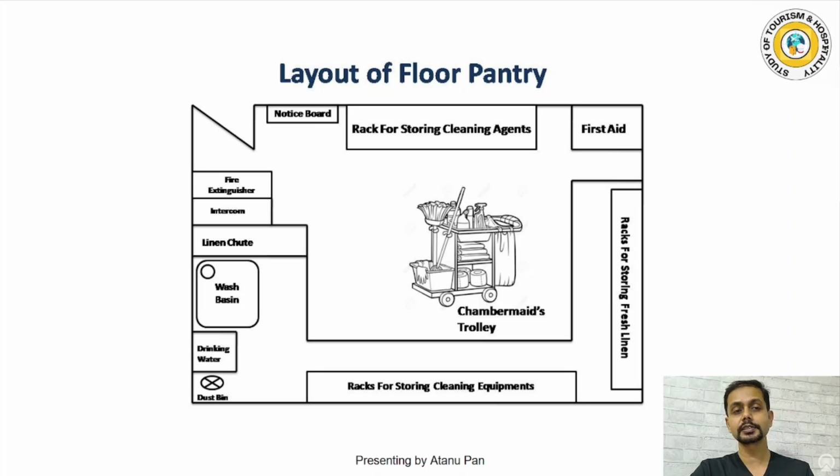We can see it is written racks for storing fresh linen. Fresh linen means definitely the linens which we will use in that particular floor. So those fresh linens are stored, there will be some racks for that. Now in the bottom side we have the racks for storing cleaning equipments like brooms, brush, mop, bucket, whatever equipment we need, then the vacuum cleaner, everything will be stored in this place.